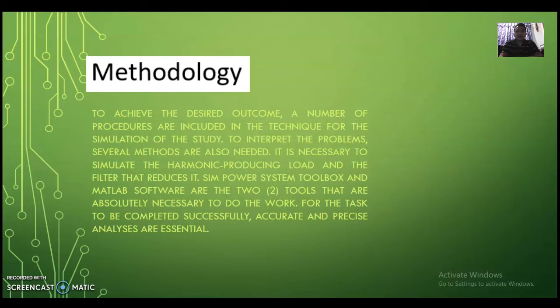Okay, today I will explain about the methodology. First of all, to achieve the desired outcome, a number of procedures are included in the technique for the simulation of the study. To interpret the problem, several methods are also needed. It is necessary to simulate the harmonic producing load and the filter that reduces it. SimPowerSystems toolbox and MATLAB software are the two that are absolutely necessary to do the work. For the task to be completed successfully, accurate and precise analysis is essential.